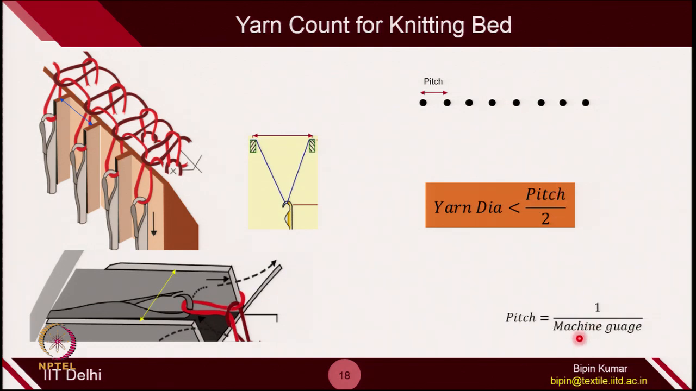So, pitch is nothing but 1 by machine gauge. If you have the machine gauge, you can relate: machine pitch is equal to 1 by machine gauge. So, the maximum yarn diameter which you can use on a particular machine is no doubt connected with the machine pitch or the machine gauge. In reality, the maximum yarn diameter which you can use should be less than half of the pitch. If you are below this, that is good enough.